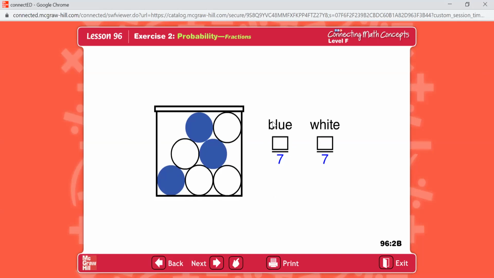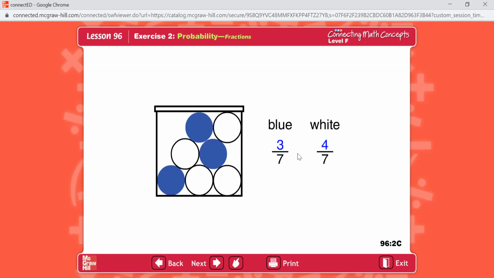Now, how many are blue marbles? Let's count. 1, 2, 3. There are 3 blue marbles. So your numerator here is going to be 3 because it's 3 blue marbles. And for white, we have 1, 2, 3, and 4 white marbles. So for white, we're going to put our numerator as 4 out of 7.